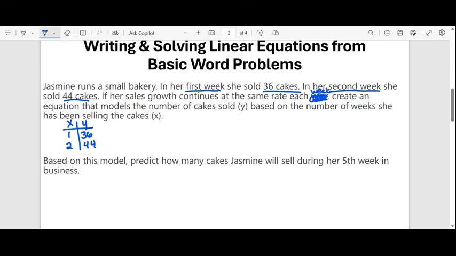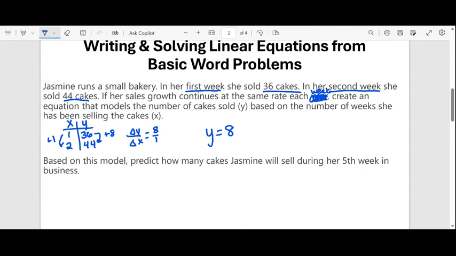Let's go ahead and find our change in Y over our change in X. So from 36 to 44 was plus 8, and from 1 to 2 was plus 1. So our delta Y over delta X is again going to be 8 over 1. So we'll say Y equals 8, which is our slope.